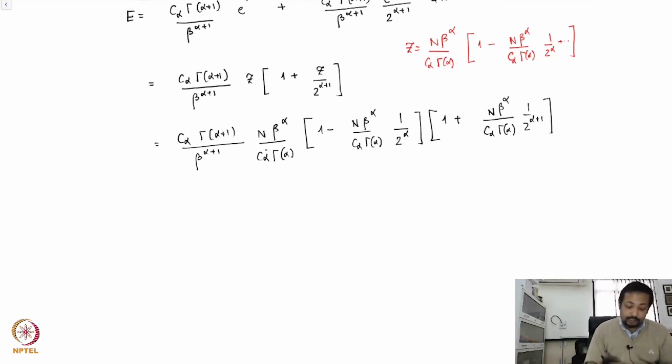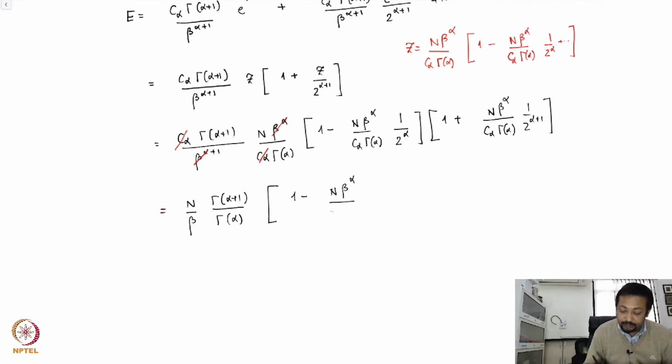There are cancellations, as you can see. The β^α cancels with this, and you are going to have n times Γ(α+1) over β divided by Γ(α), and once again this is going to be n β^α / (c_α Γ(α+1)) times 1 over 2^α times (1 − 2^{−1/2}).